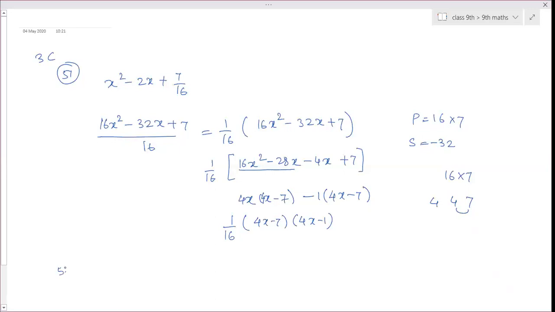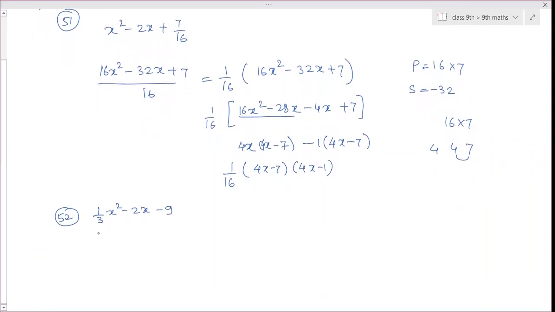52 is also done the same way. You have to do 1 by 3 x square minus 2x minus 9. So here also take LCM. This will be x square minus 6x minus 27 by 3. The same way, keep 1 by 3 outside.